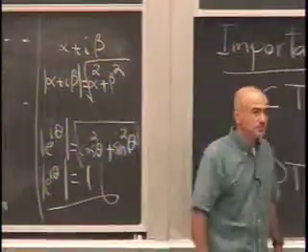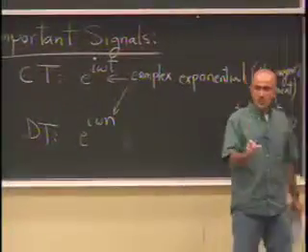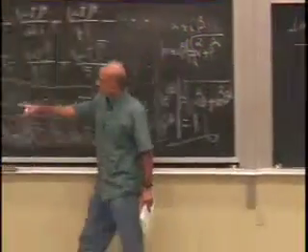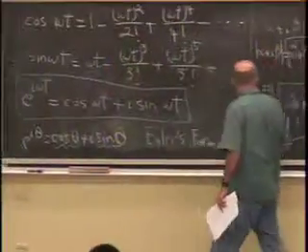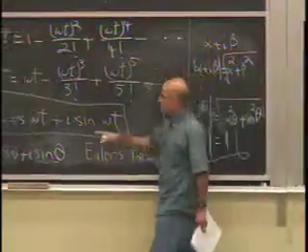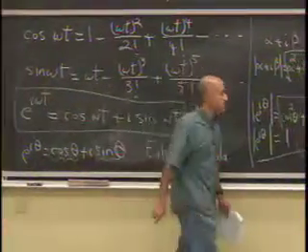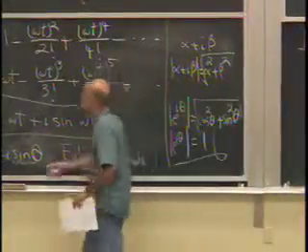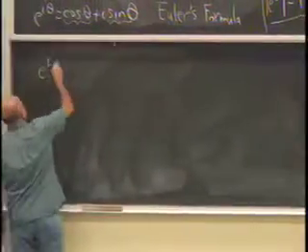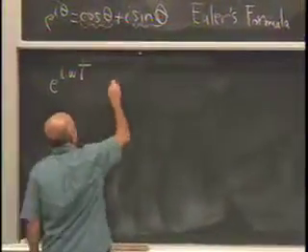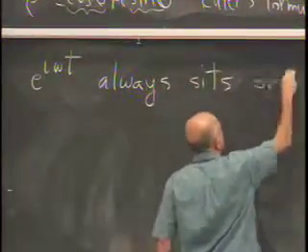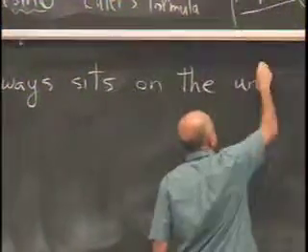This is one of the golden rules in this class. The magnitude of the complex exponential that has a purely imaginary exponent, so theta is real, omega t is real, the magnitude of such a complex exponential is 1, which means your e to the I omega t, or e to the I theta, is always sitting on the unit circle. So e to the I omega t always sits on the unit circle.